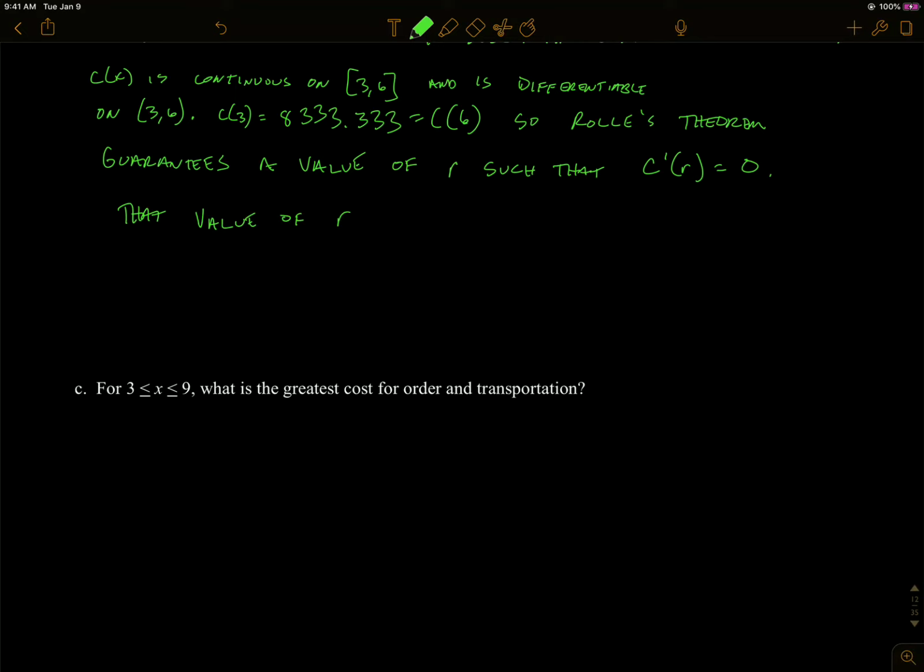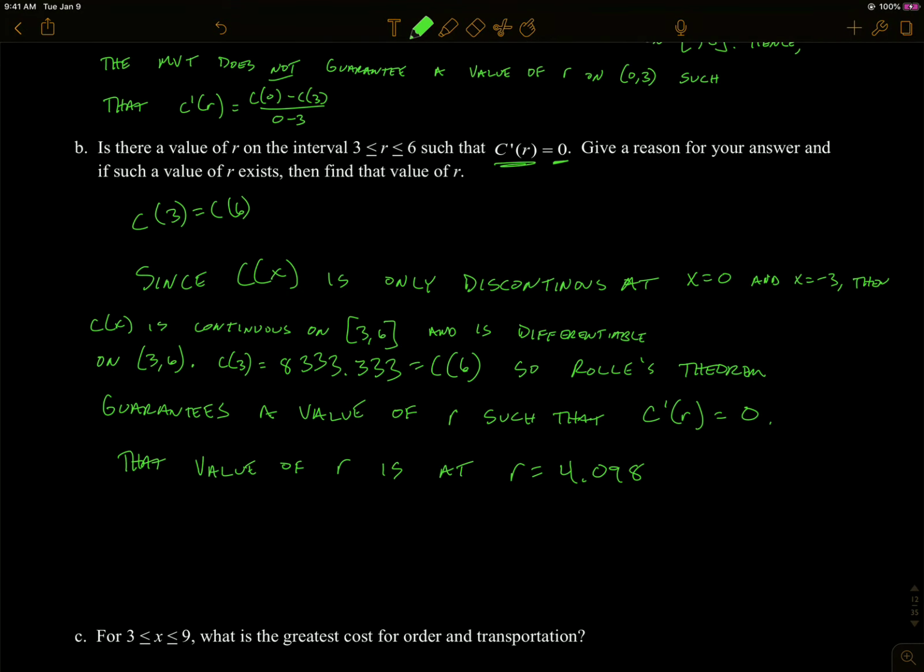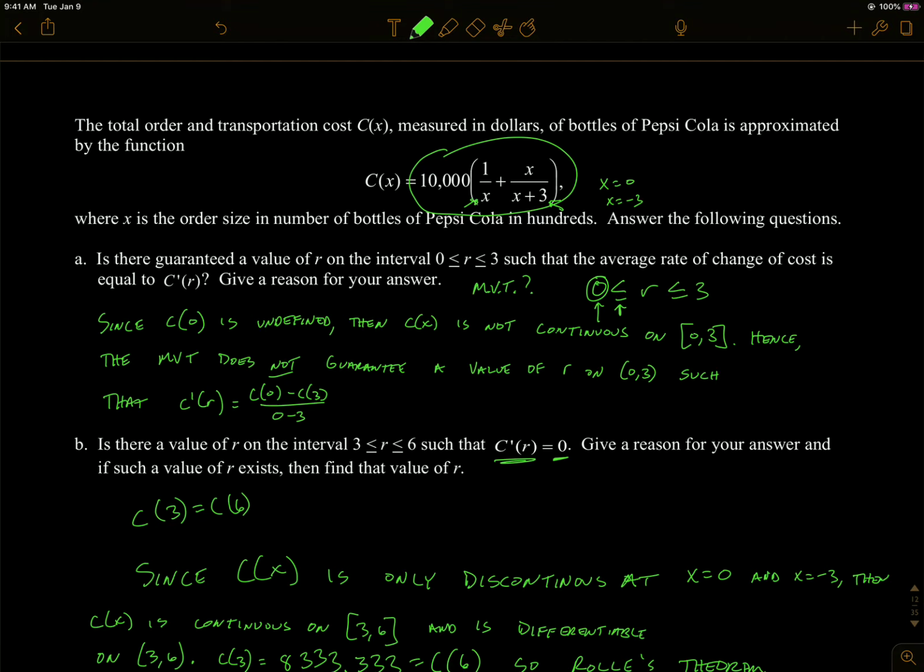So we'll say that value of r on, let's see, where was I? Part B. So that value came out to be, let me say it this way. So that value of r is going to occur at .098, is what I'm getting. And it's not when the original equals 0.